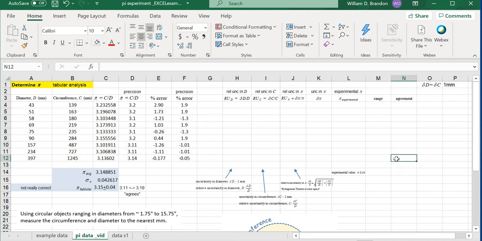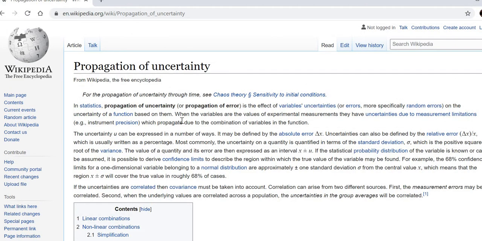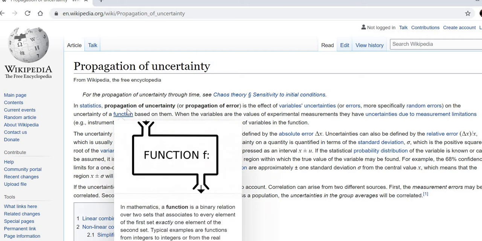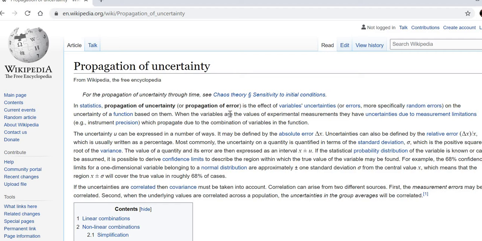Okay, so I sent that document out and you should have read it. It's the mathematics behind propagated uncertainties. Now let's read a nice formal definition for the propagation of uncertainty right out of Wikipedia, this first paragraph. In statistics, propagation of uncertainty, or propagation of error, is the effect of variables' uncertainties, more specifically random errors, on the uncertainty of a function based on them. When the variables are the values of experimental measurements, they have uncertainties due to measurement limitations, for example, instrument precision, which propagate due to the combination of variables in the function.